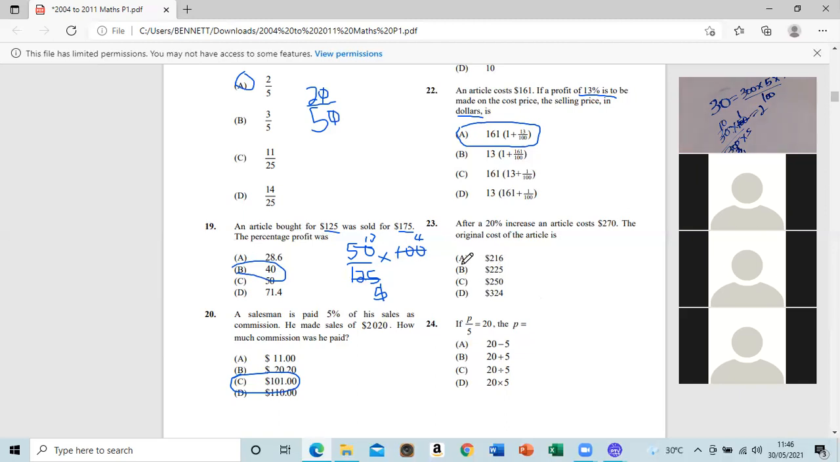I'm just going to do a quick one to show everybody. So it increased by 20%, right? So that means 120% upon 100 times the number gives 270. So we just transpose. So it would be 270 times 100 upon 120, right? And you break it down. And whatever you get, that's the answer.